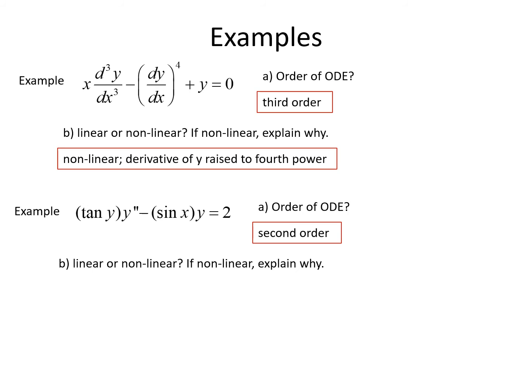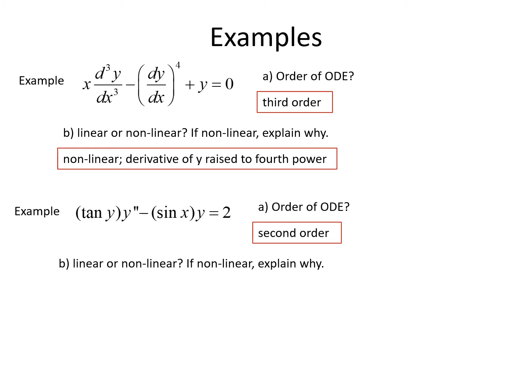For the linearity, we look at our two conditions. y and the derivatives of y have to have a power of 1. Well, that checks out for this problem. And then the coefficients of those terms have to depend on x or constants, right? Can only have constants or x in them. So if we look at the coefficient of y, that's sine of x, that's fine. But when we look at the coefficient of y double prime, of the second derivative of y, we have a tangent of y.